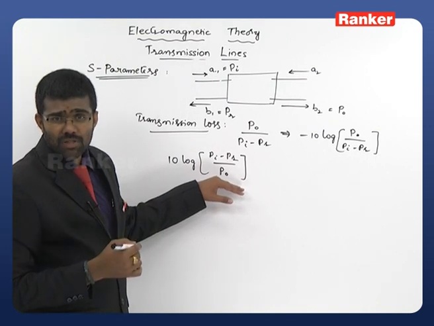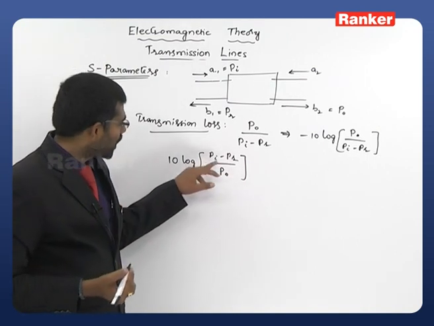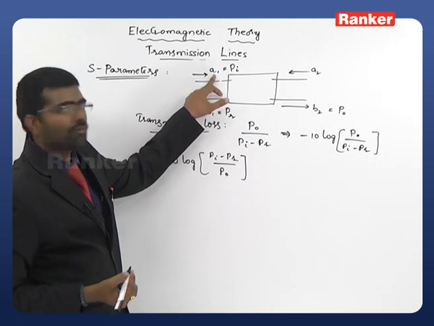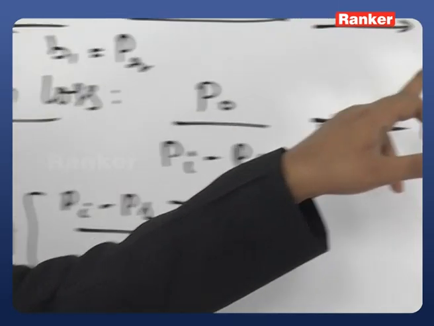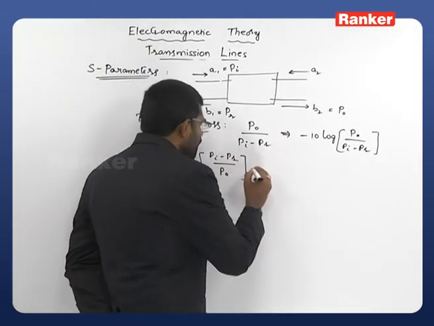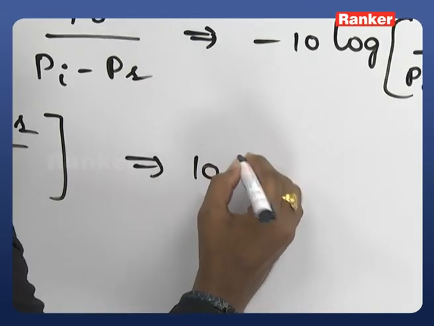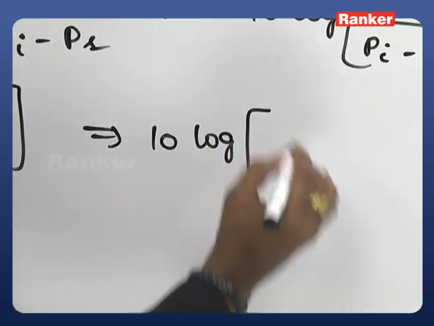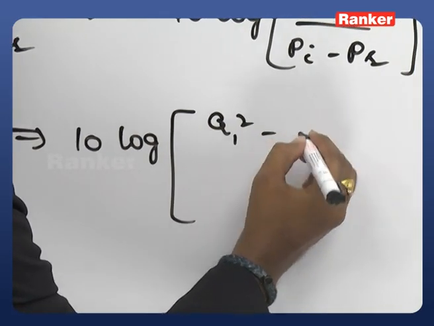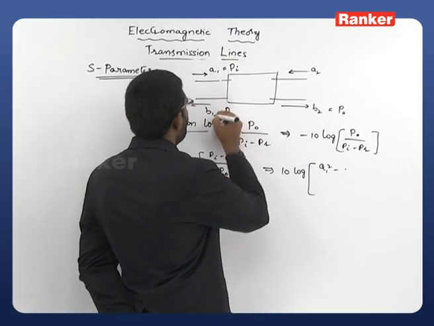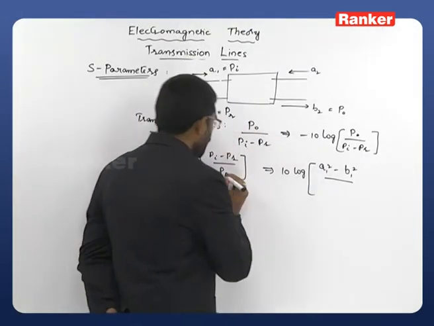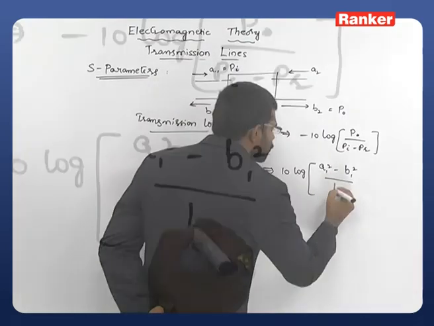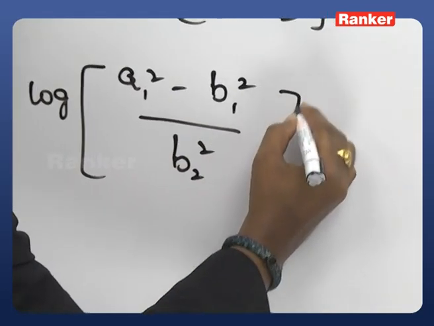But we require the equation in terms of scattering parameters. So what I do is I'll replace this Pi with A1 square, PR with B1 square, P0 with B2 square. So this can be modified as 10 log Pi, A1 square, minus PR is nothing but B1 square, divided by P output, which is nothing but B2 square. Simply it is this one.